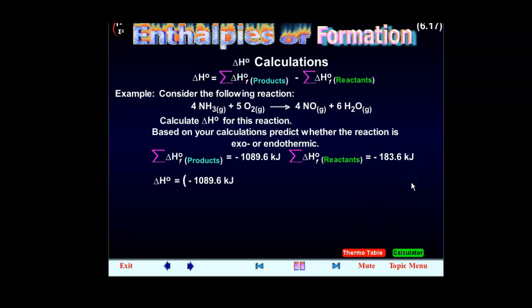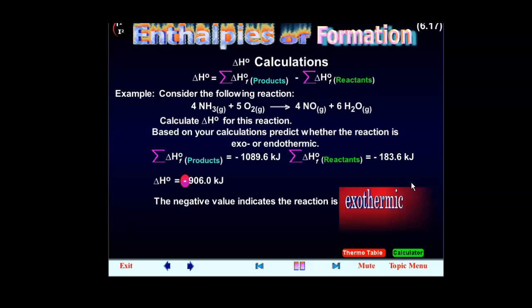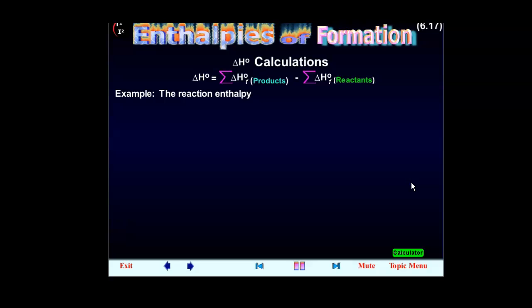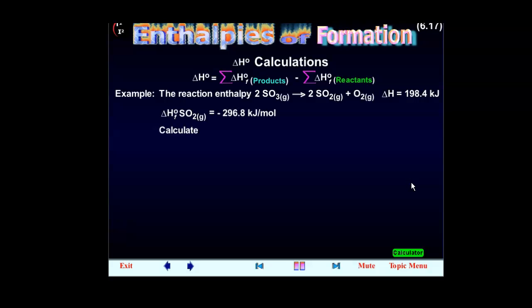Equals negative 906.0 kilojoules. The negative value indicates the reaction is exothermic. Example, the reaction enthalpy delta HF superscript 0 SO2 gas equals negative 296.8 kilojoules per mole. Calculate delta HF superscript 0 SO3 gas in kilojoules per mole.